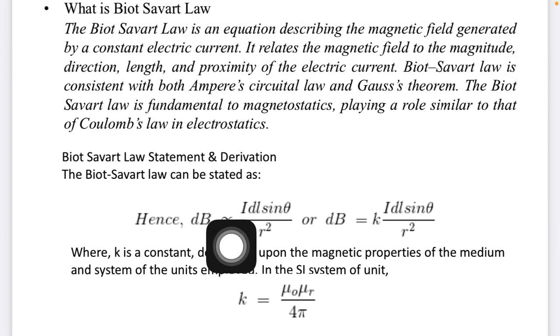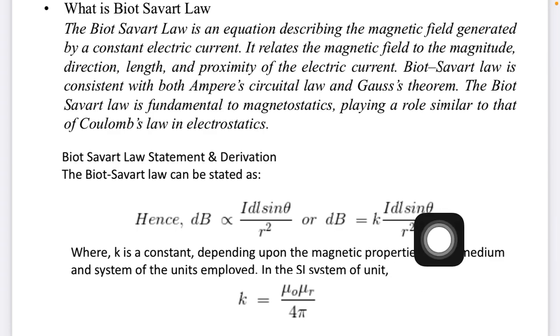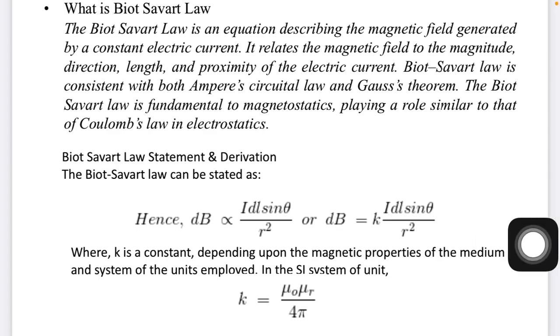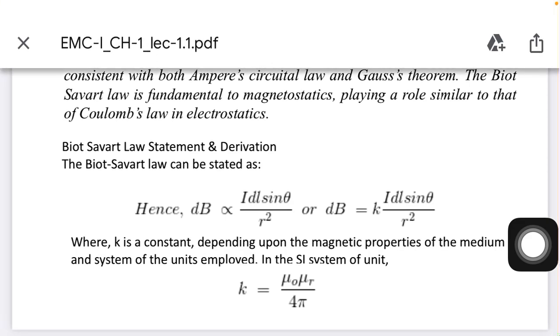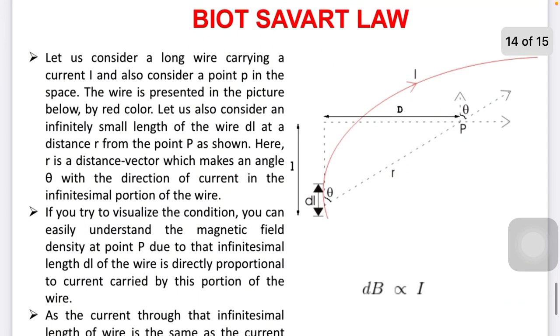dB, if we replace proportional with equal, then we write k, that is a constant, I dl sin theta by r square, where k is a constant which depends upon the magnetic property of the medium and the system of units which is employed. So in SI units, k is equal to μ0 μr divided by 4 pi.